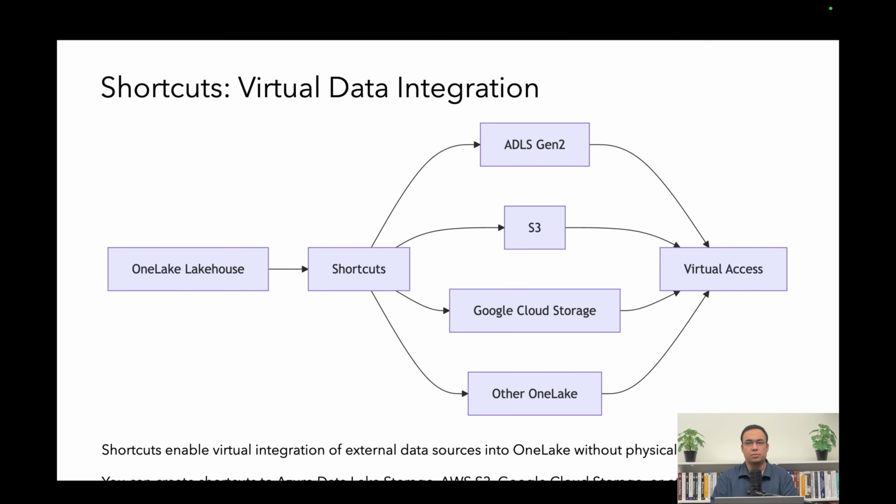Now let's talk about shortcuts, which are a powerful feature for integrating external data without physically moving it. Shortcuts enable virtual integration of external data sources into OneLake. So what does that mean? It means you can make external data appear as if it exists in your OneLake without actually copying it. You can create shortcuts to several types of external storage. First, Azure Data Lake Storage Gen 2, which is probably the most common scenario. Second, AWS S3 if you have data in Amazon's cloud. Third, Google Cloud Storage for data in Google Cloud. And fourth, other Fabric workspaces, which enables data sharing between teams and organizations using Fabric.